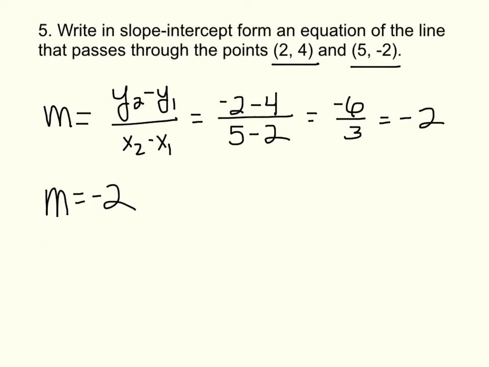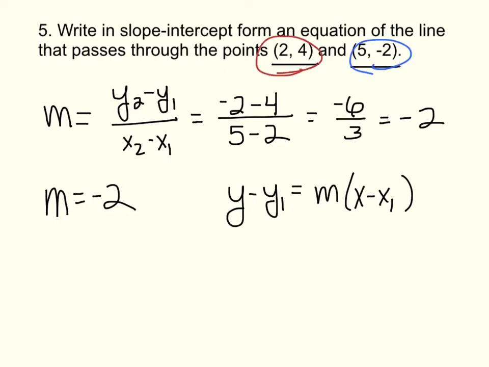So if I plug it in, my equation once again, y minus y sub 1 equals m times x minus x sub 1. All I have is my slope. Now here's the deal. I have two different points. I have this point and I have this point. You can use either one.